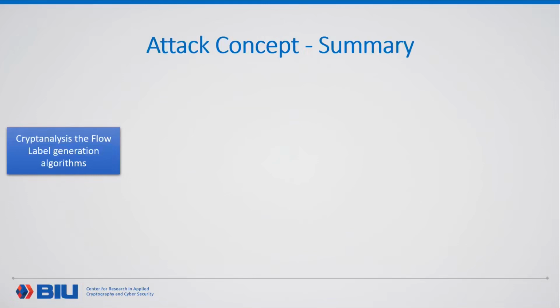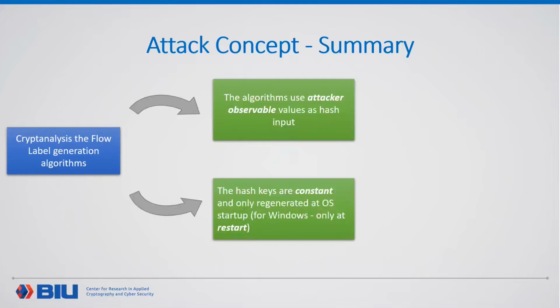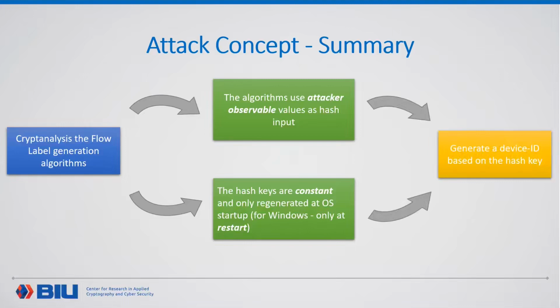Okay, so let's sum it up. From the cryptanalysis of the flow label generation algorithms, we got that they are based on hash functions, which are based on attacker observable values, and use a static key that is regenerated only at startup. And this allows us to generate a device ID that is based on extracting the hash key, or parts of it, that can then be used for tracking devices.